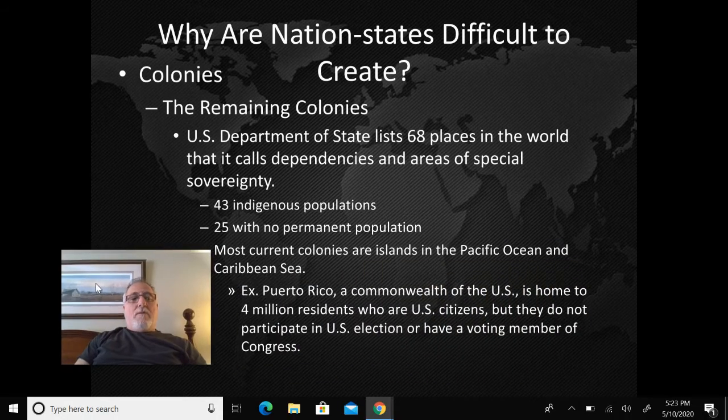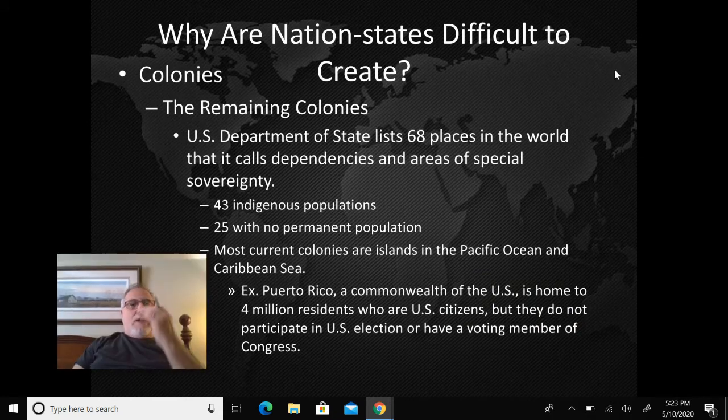All right, now, why are nation states difficult to create? Well, we talked about this before. There are 68 places in the world that are called dependencies. These are areas of special sovereignty, so that means they are kind of colonies. 43% of these places have a permanent indigenous population. 25 have no permanent population. Most of these colonies are in the Caribbean and in the Pacific Ocean. The example they give here is Puerto Rico. This is the Commonwealth of the United States. It is home to 4 million residents who are U.S. citizens, but they cannot vote.